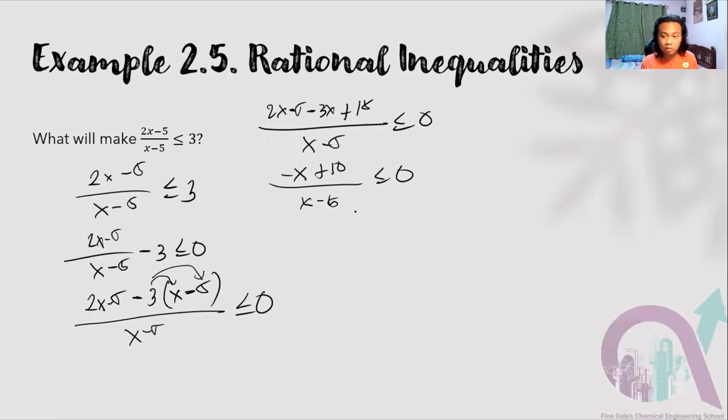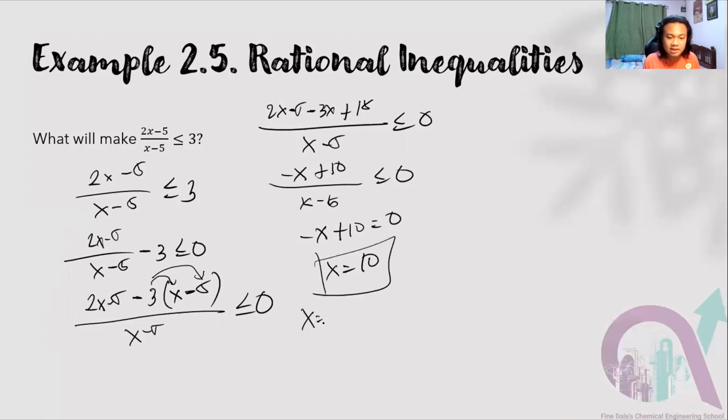So we have to equate both the numerator and the denominator to 0. So first we see that 10 minus x is equal to 10. Okay, move the x here, so it becomes positive x.